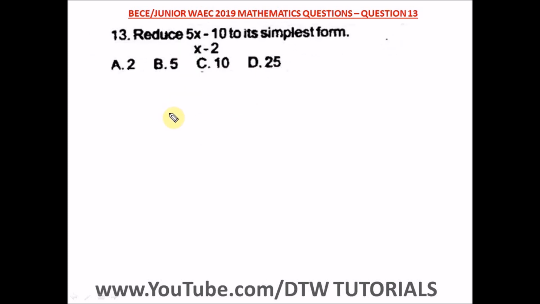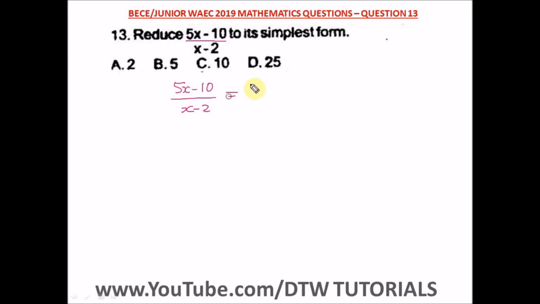Question 13 of our BECE Junior WAEC 2019 Mathematics Past Question. It says reduce this to its simplest form. Reduce 5x, there should be a division sign here, 5x minus 10 divided by x minus 2. We have to reduce this particular algebraic expression to its simplest form. So it means we can look for how to cancel out x minus 2 here, which is easy. We can bring out 5. We can factorize this by bringing out 5.